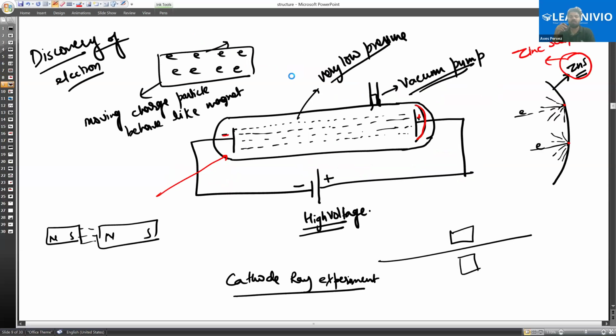Okay. Now, how was the atom discovered? Let me tell you how the electrons were discovered. There was a scientist named J.J. Thomson, who did an experiment called the cathode ray experiment. Let me show you the cathode ray experiment he did.